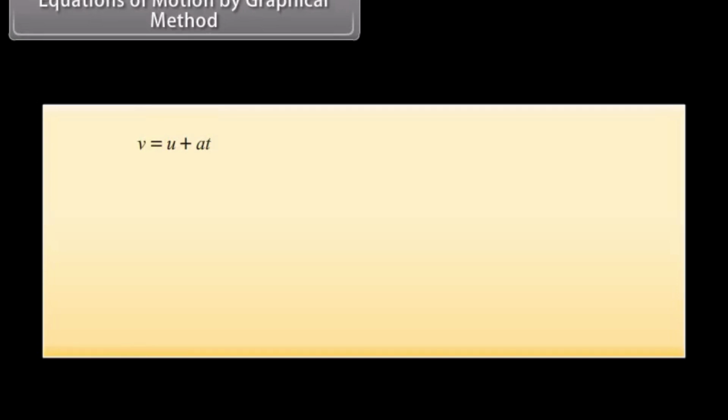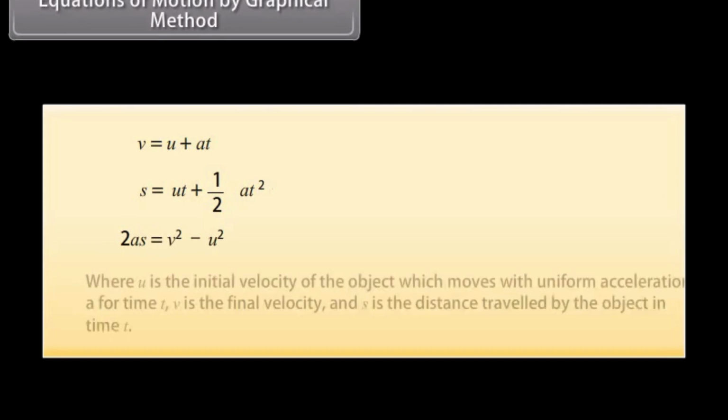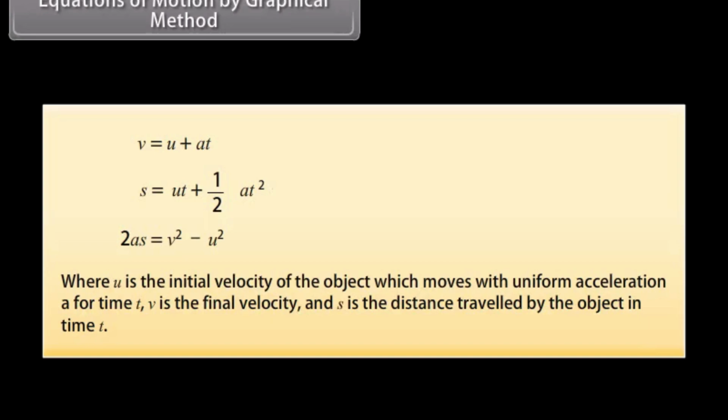Equations of motion by graphical method. The three equations of motion are: v is equal to u plus at, s is equal to ut plus 1 upon 2at square, 2as is equal to v square minus u square, where u is the initial velocity of the object which moves with uniform acceleration a for time t, v is the final velocity, and s is the distance travelled by the object in time t.